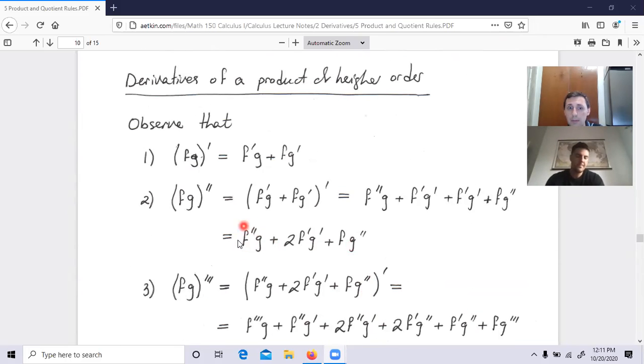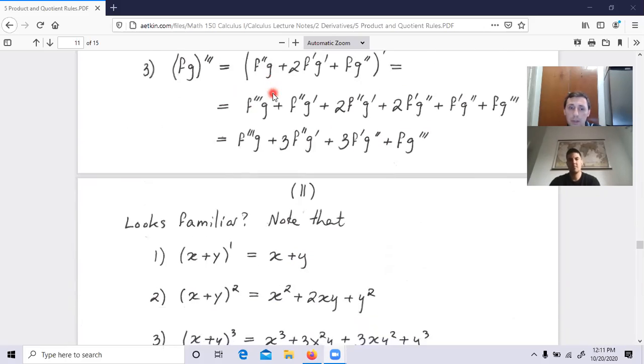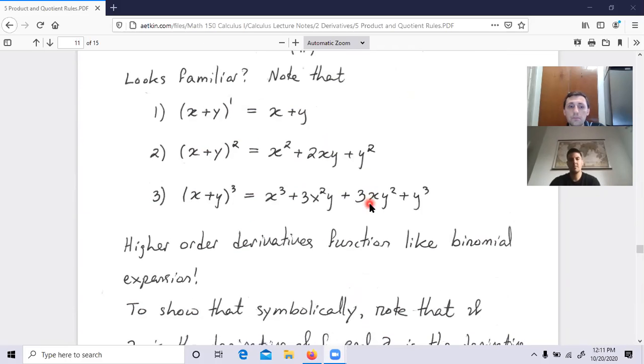Look at it. Do you see what I'm saying? The double prime is like the square, right? The prime is acting like the power here. Notice that the primes, the dashes, add up to 2. Binomial expansion, exactly. Do you see, guys? The differentiation looks like binomial expansion. So higher order derivatives function like binomial expansion.